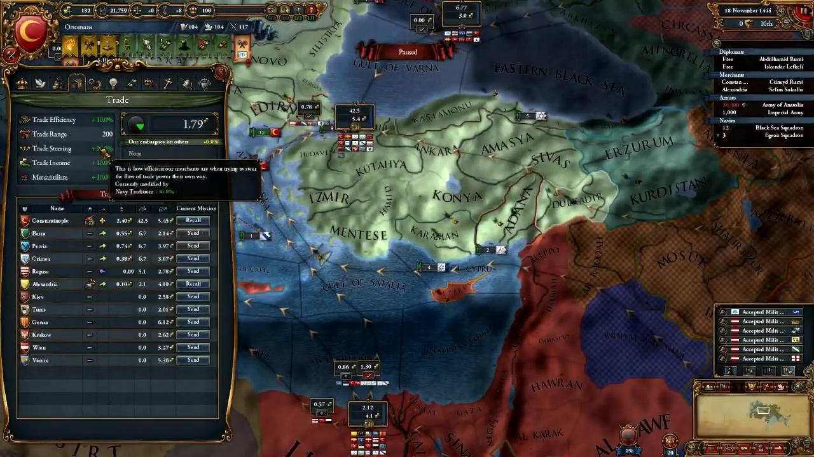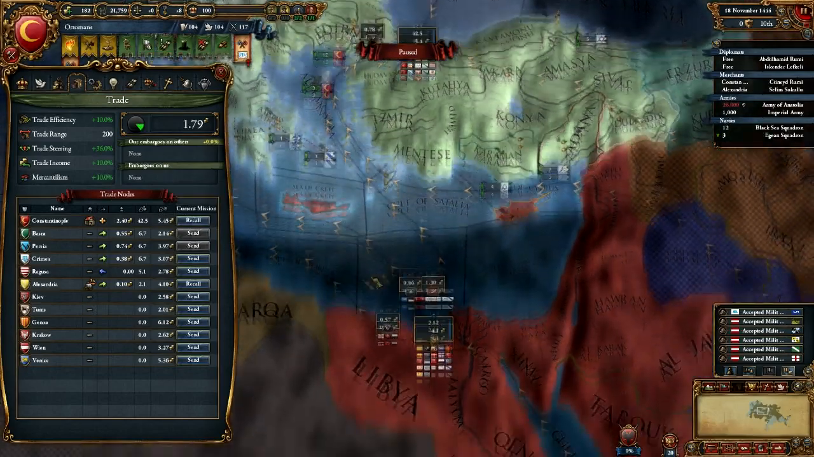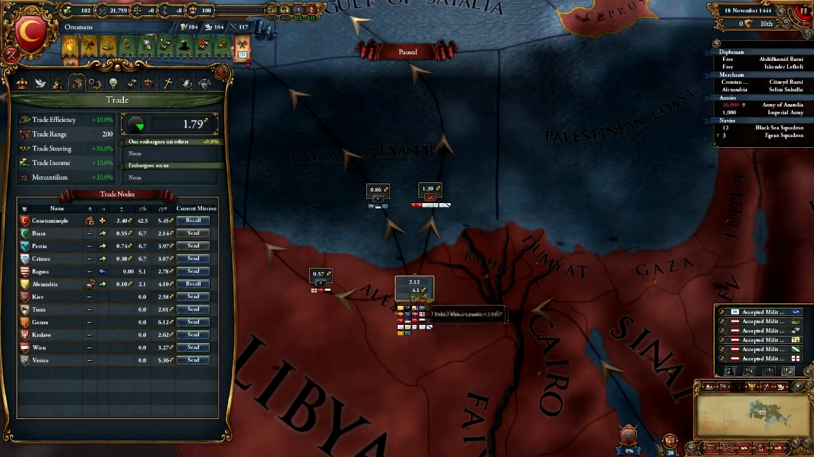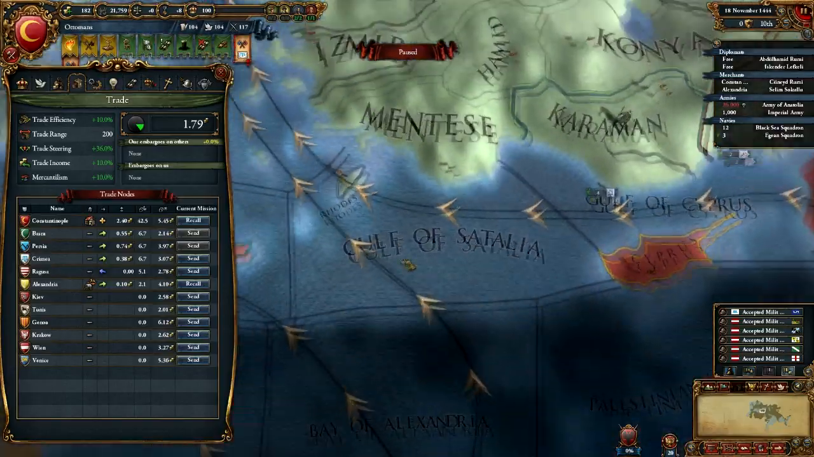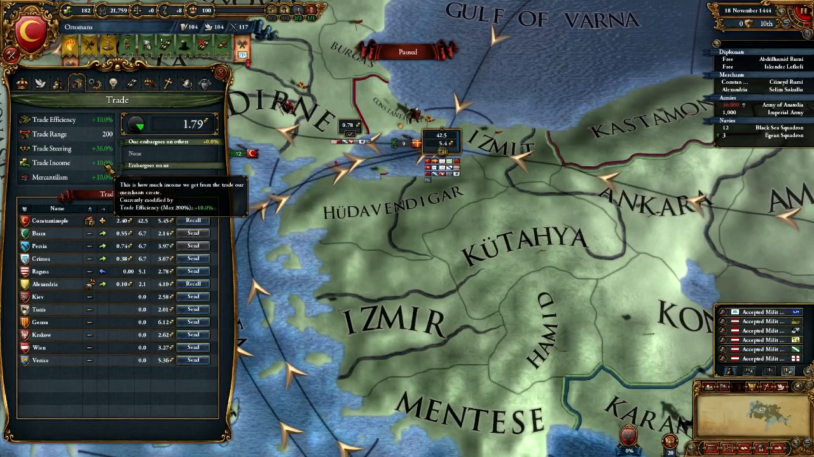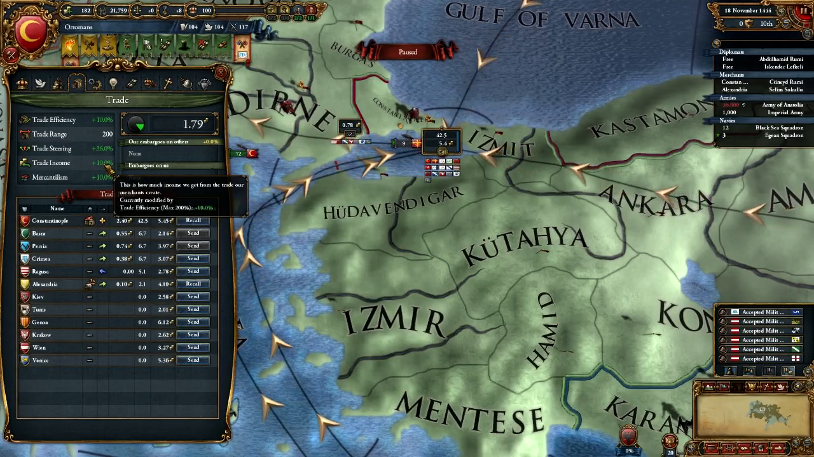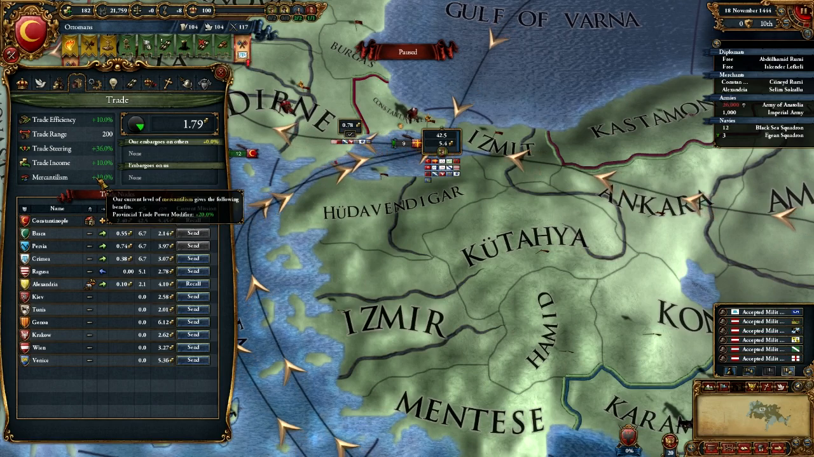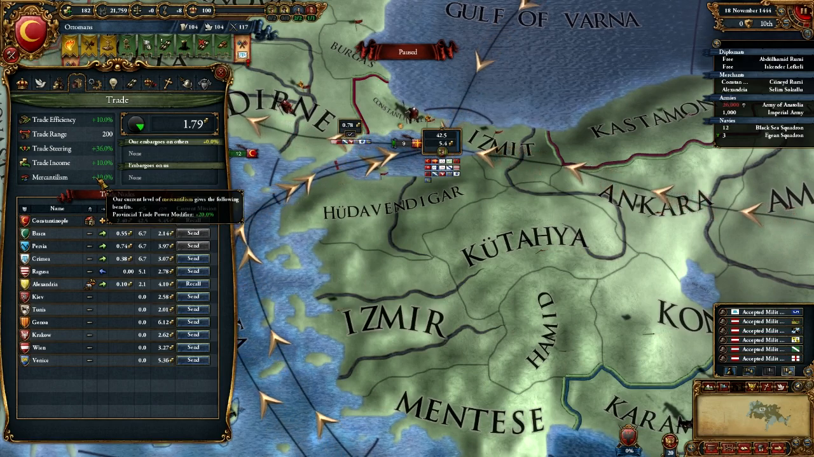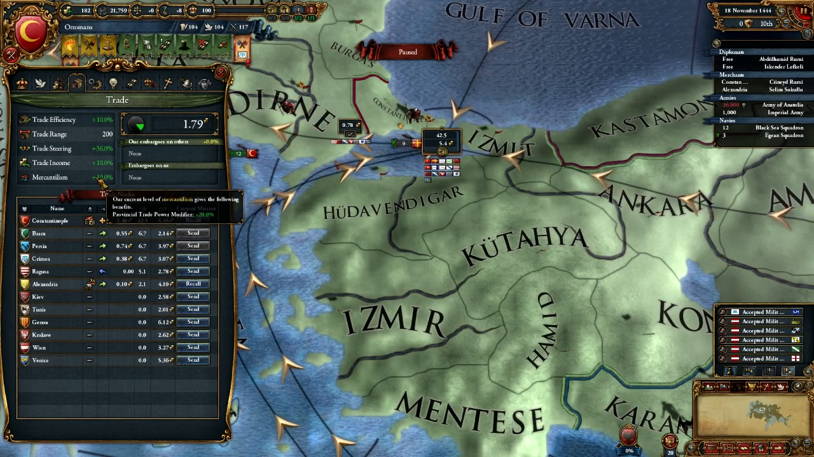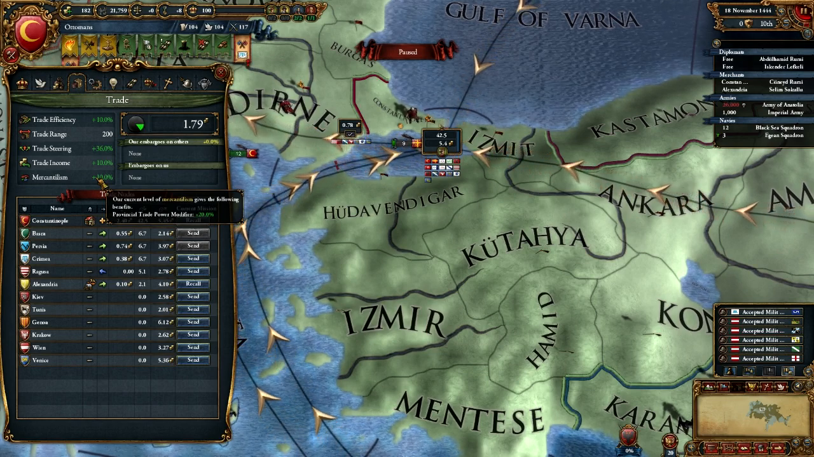Trade steering is how good you are at actually steering trade. So for example, if we increase that percentage, then our merchant here in Alexandria will send more money up the way towards Constantinople. Trade income, as you can see here, gives you a bonus to the income from your trade, and mercantilism gives you a bonus to the provincial trade power, and that is the amount of power that you are generating from simply owning provinces within that trade node.